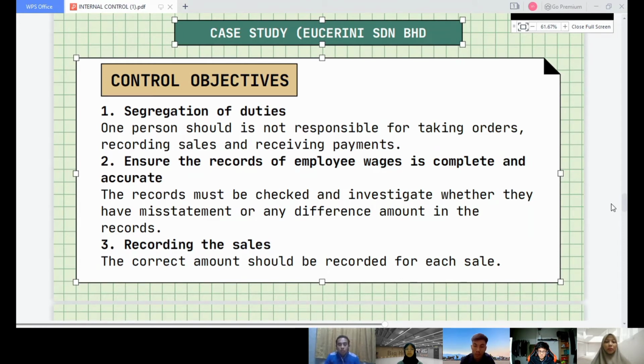The third control objective is to ensure all sales are recorded. The correct amount should be recorded for each sale. The sales representative must review the debtors ledger for credit balances where an invoice may not have been recorded. The sales representative should also reconcile the debtors ledger and check all entries to invoices.